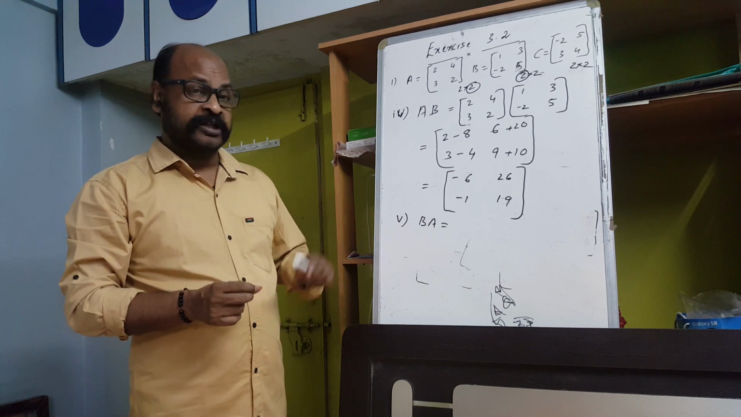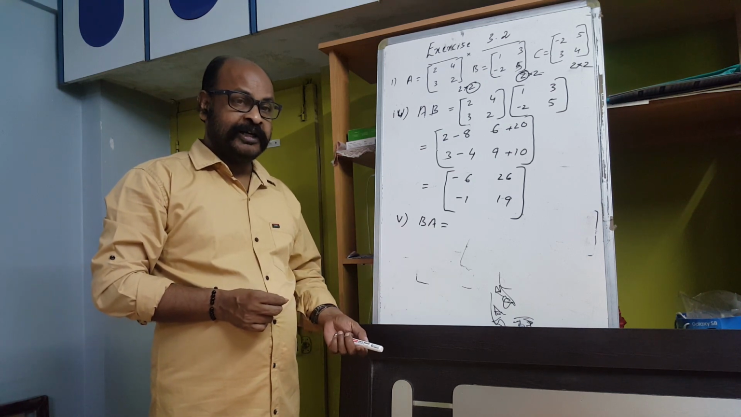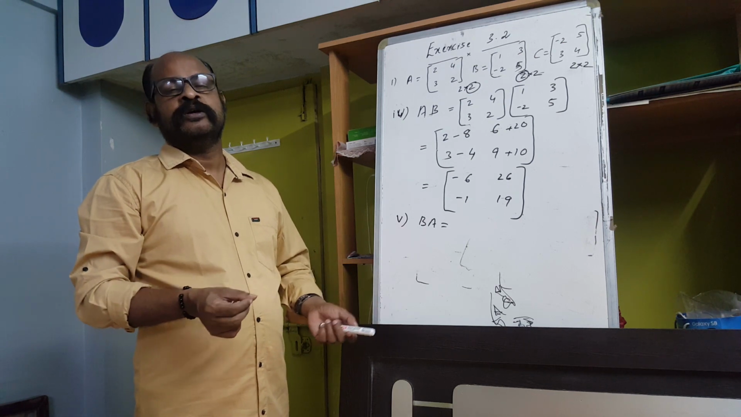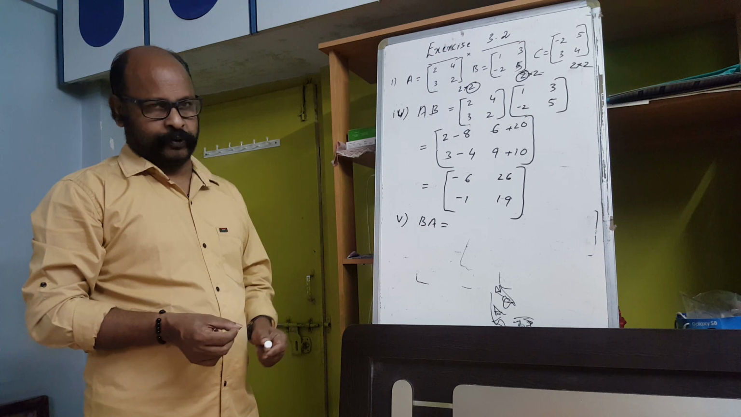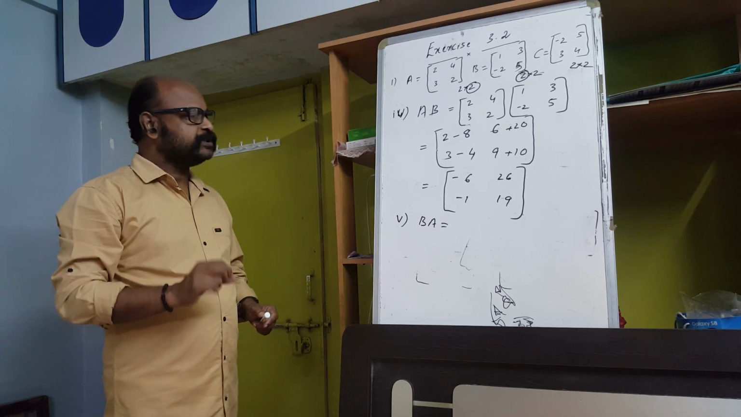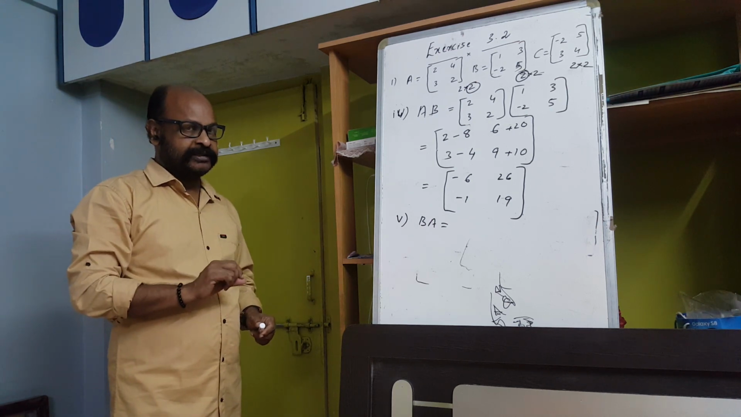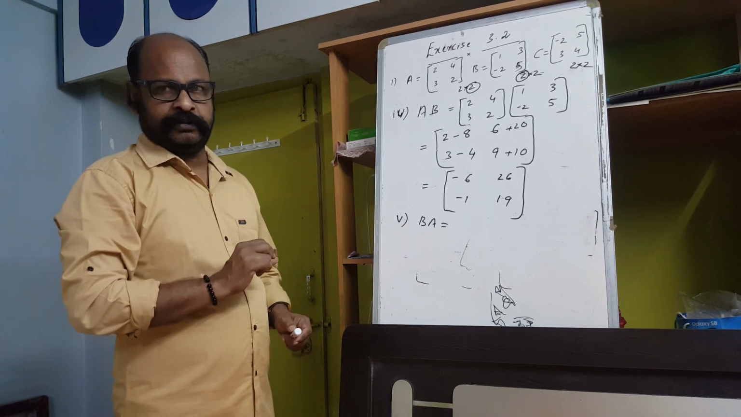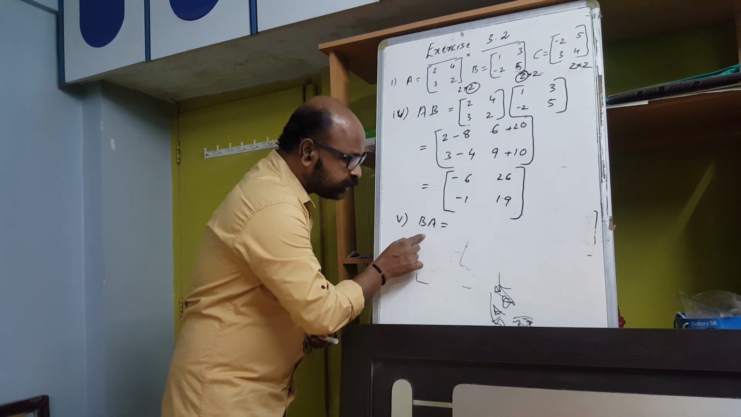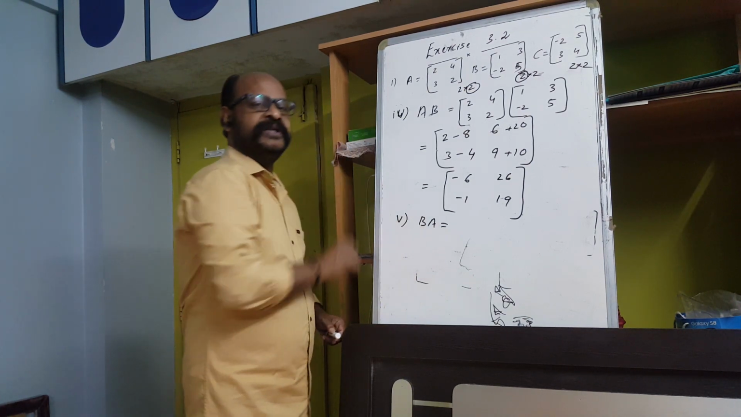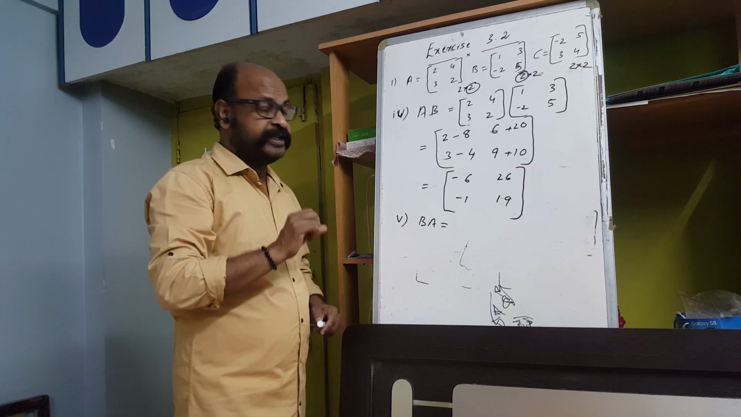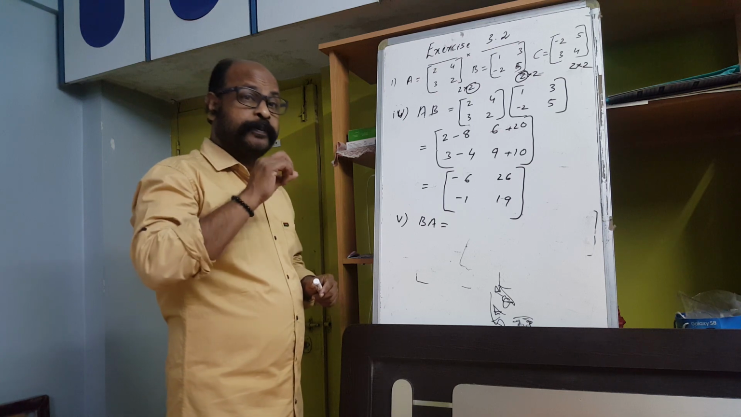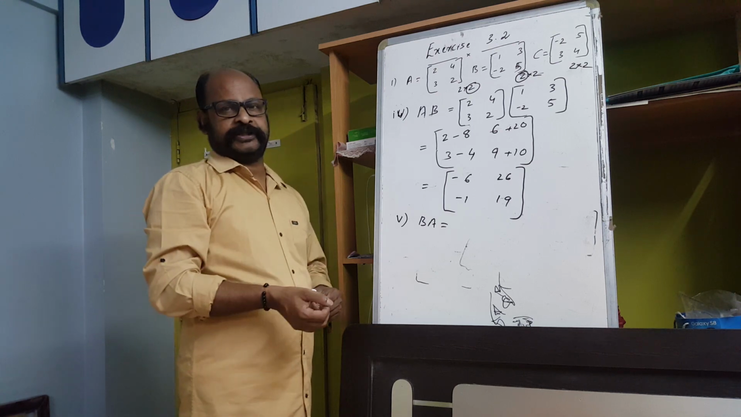But in some cases product AB is possible, but product BA is not even possible. So there is no question of AB and BA becoming equal. Okay, so just keep that concept in mind: the products AB and BA need not be equal. So first we come to the calculation of BA. What do we check first? Whether the product BA is possible or not.